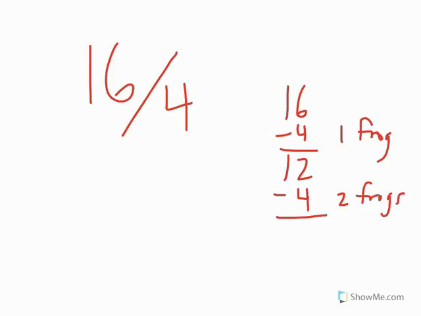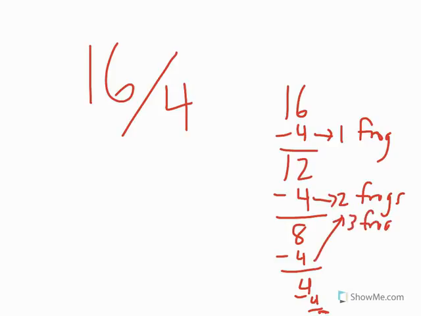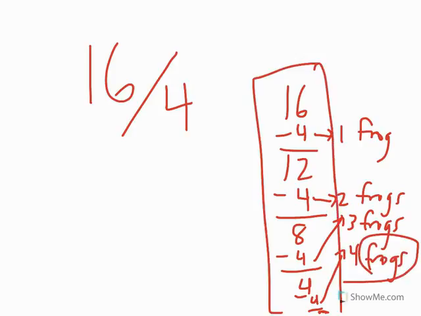and that would leave me with 8 legs. Take out another 4, and that leaves me with 4 legs, and I keep going until I'm left with 0 legs. How many 4s did I take out? 1 there, 1 there, 1 there for 3 frogs, and the last one I took out to make 4 frogs. This is called repeated subtraction, and you can use it to solve division problems.